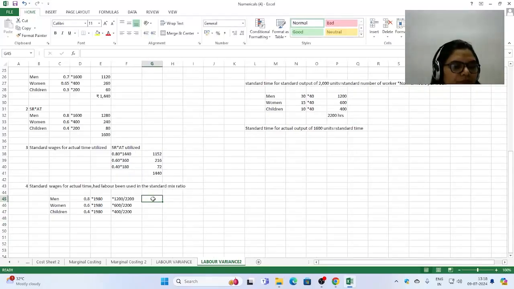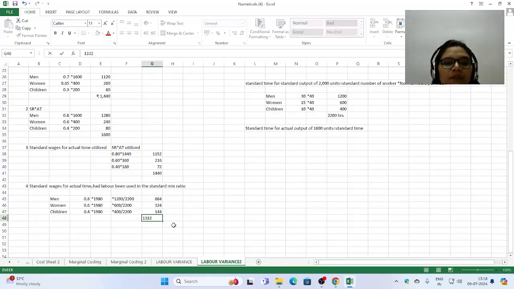Now, these figures will come out to be 864 plus 324 plus 144, which is 1332. 1332 will be your total.